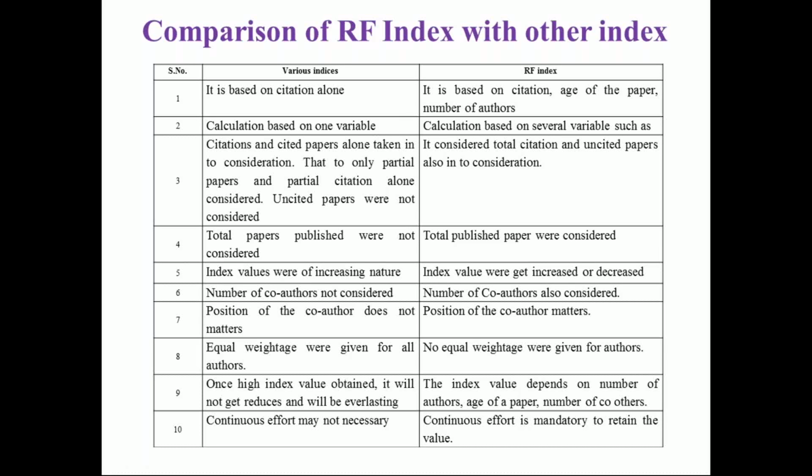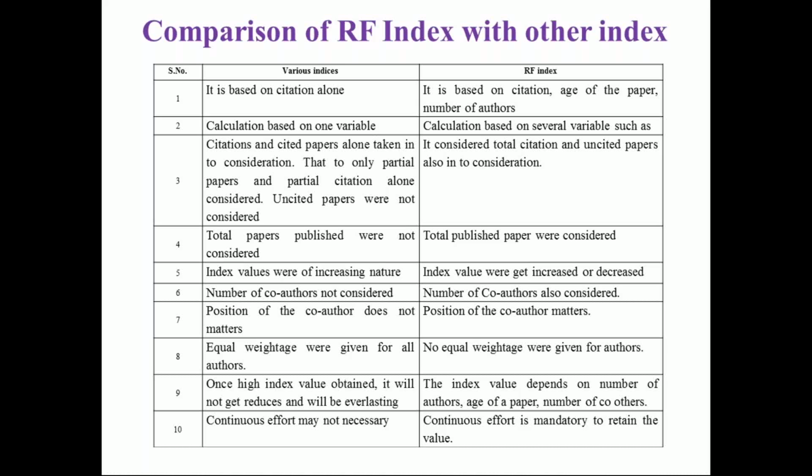Total papers published were not considered in other indexes. In the RF index, total published papers were considered. We have seen one example, 21 papers, out of which 4 papers did not receive any citation. While calculating this RF index, we take those papers into account too, finding out the impact of the author. Index values are of increasing nature. Index values can increase or decrease.